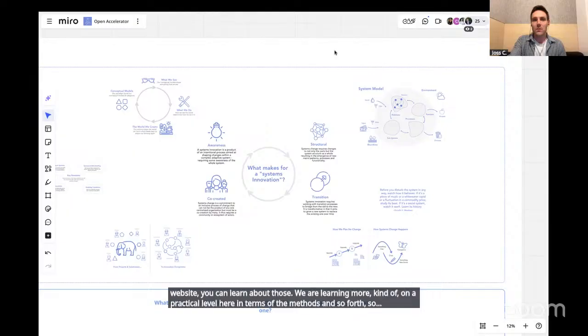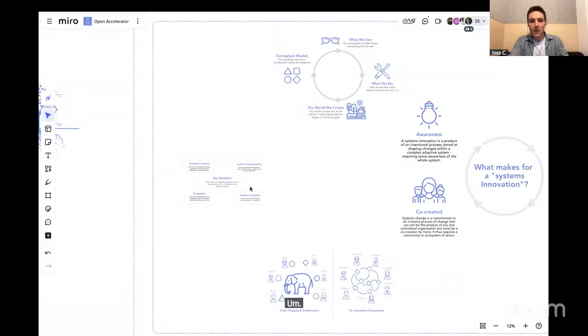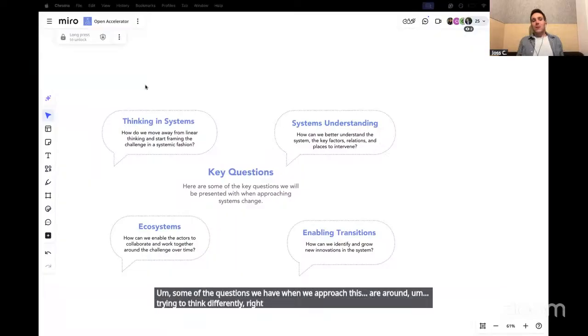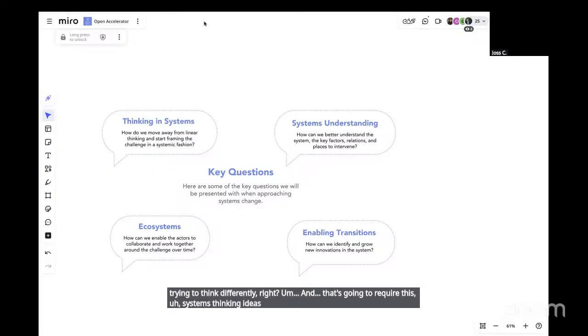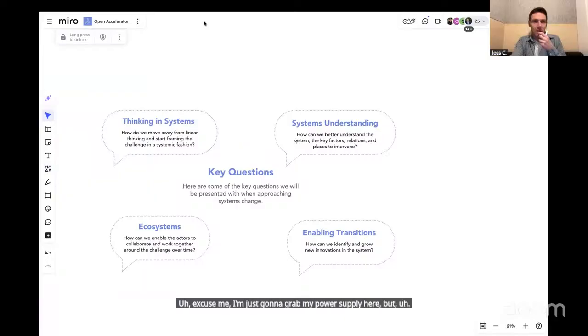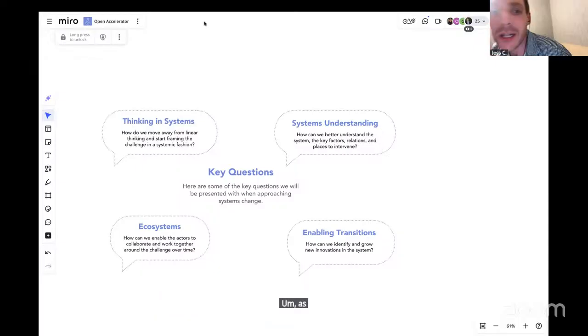Let's maybe start here with the kind of questions we might have. Some of the questions we have when we approach this are around trying to think differently, right? And that's going to require these systems thinking ideas, because we need to think more holistically. We're going to have to think more holistically to help us move away from linear thinking, as we just talked about, right?